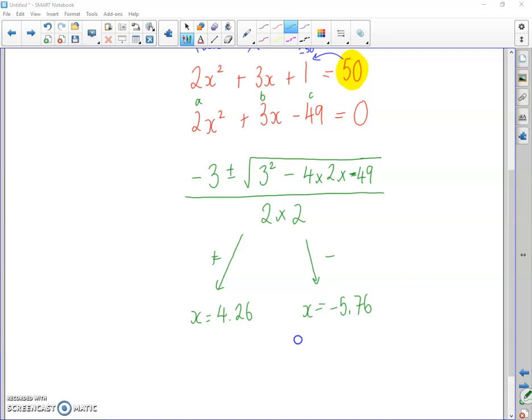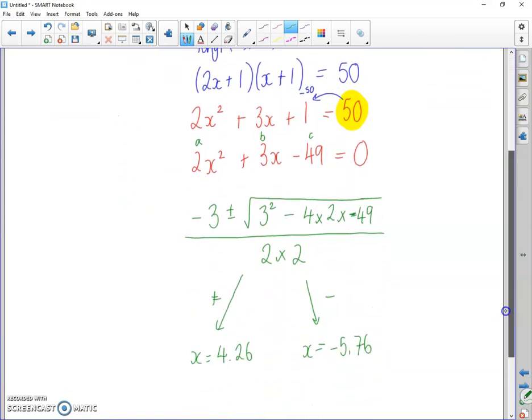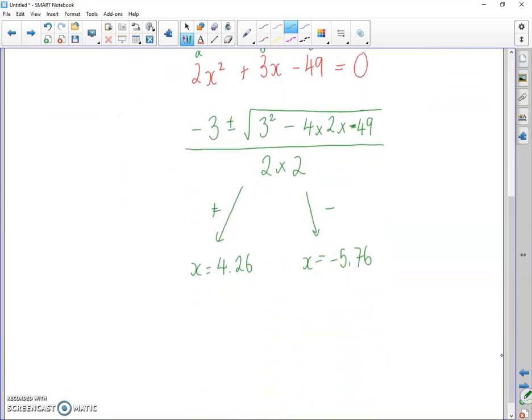But if we go back to our shape, and I want to work out what the measurements of this rectangle are, could they be negative? Well, no, not if it's a real shape. So what we would say now is that the measurements or the dimensions of the rectangle cannot be negative. And that would be you explaining why this time we're not going to take the negative answer. So the dimensions of the rectangle cannot be negative.